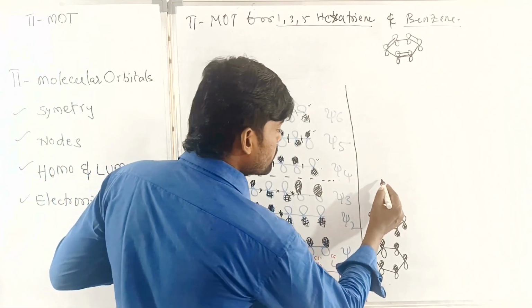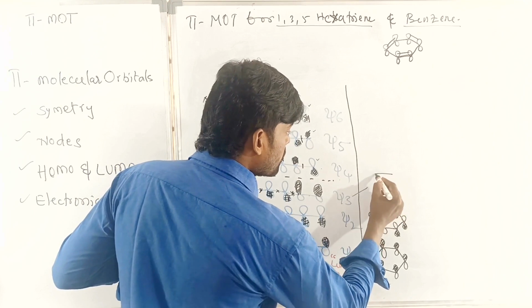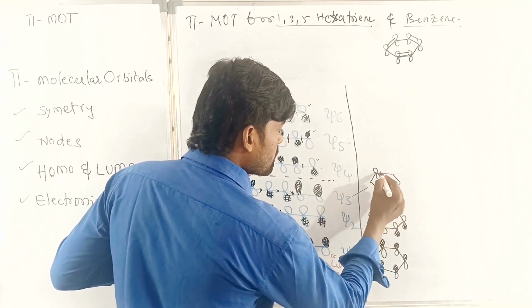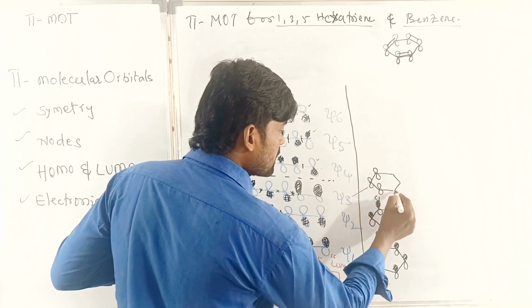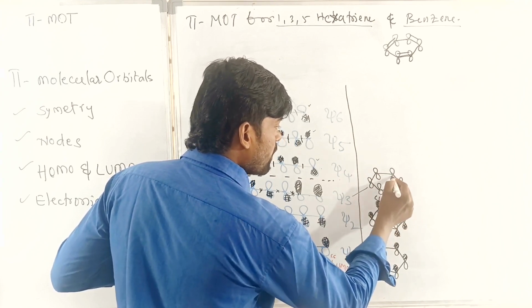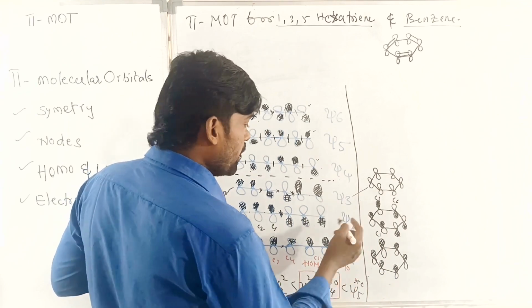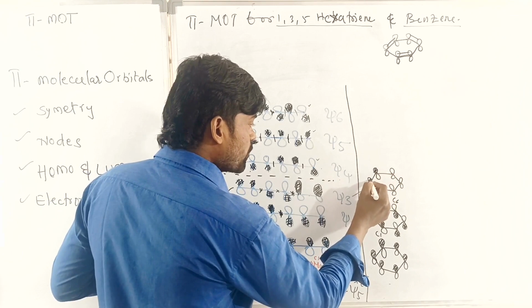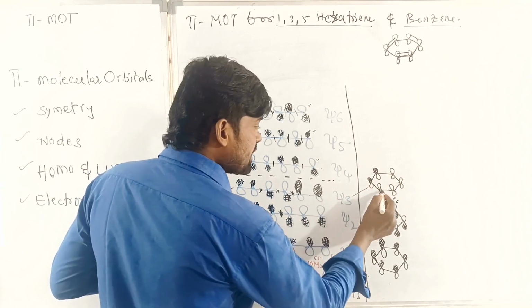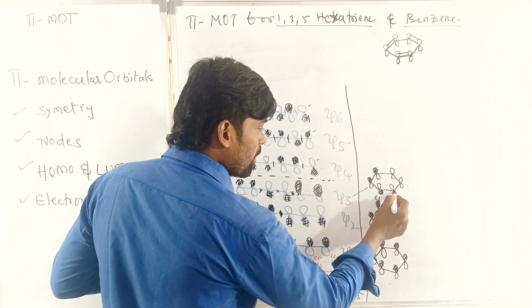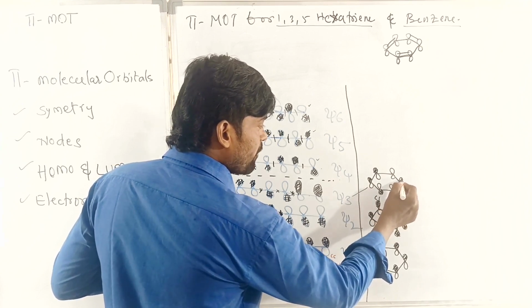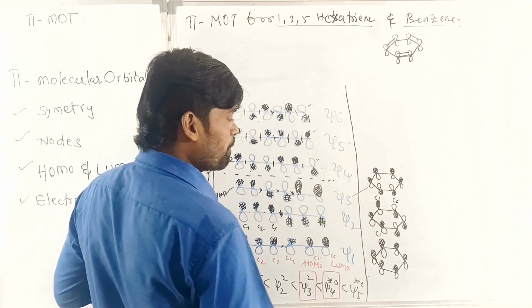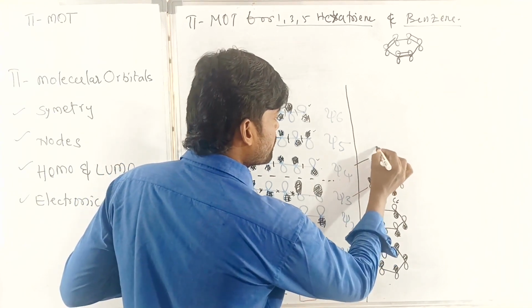Coming to Psi3. C1, C2, C3, C4, C5 and C6. Psi3 will be: C1 and C2 are upside, C3 and C4 are downside, C5 and C6 are upside. Fine. Next, Psi4.